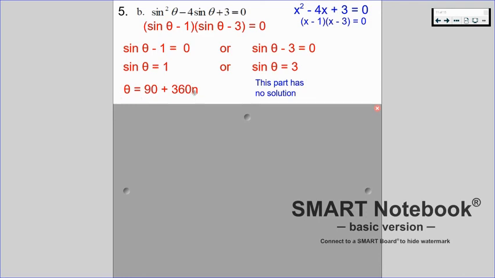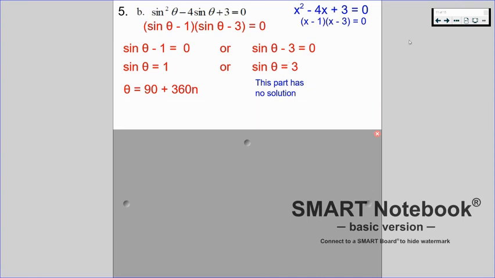So then plus 360n. And we just learned in the last one, sine theta equals 3 never happens. The biggest that we get for sine theta is going to be 1, and the smallest is -1. So that part doesn't have a solution. So that's it for 5b.